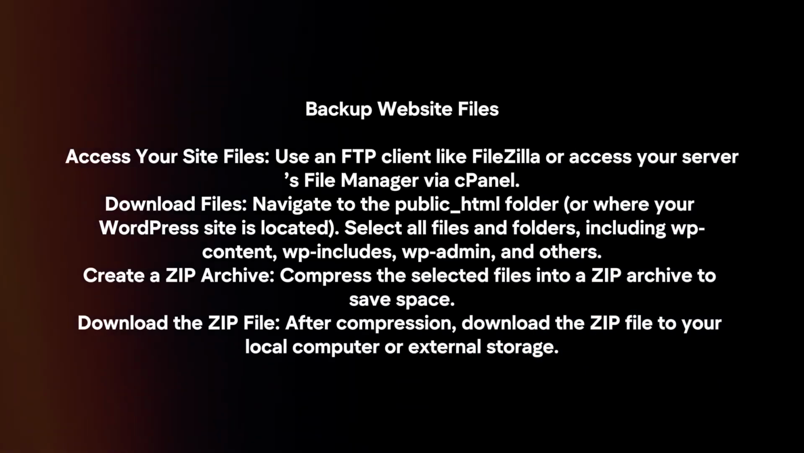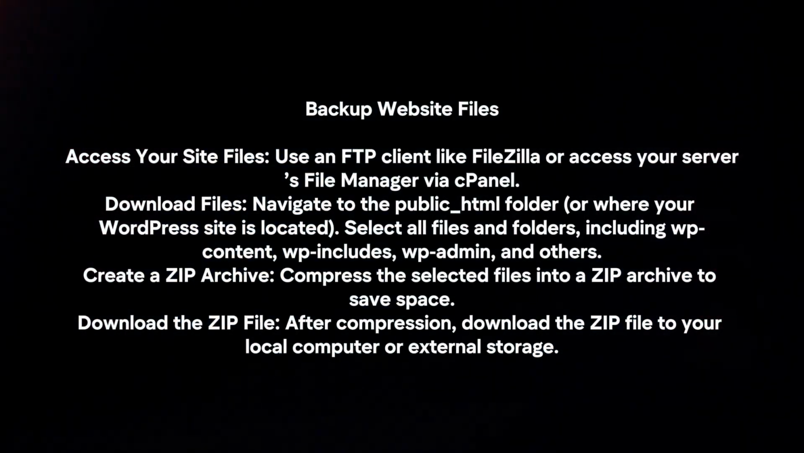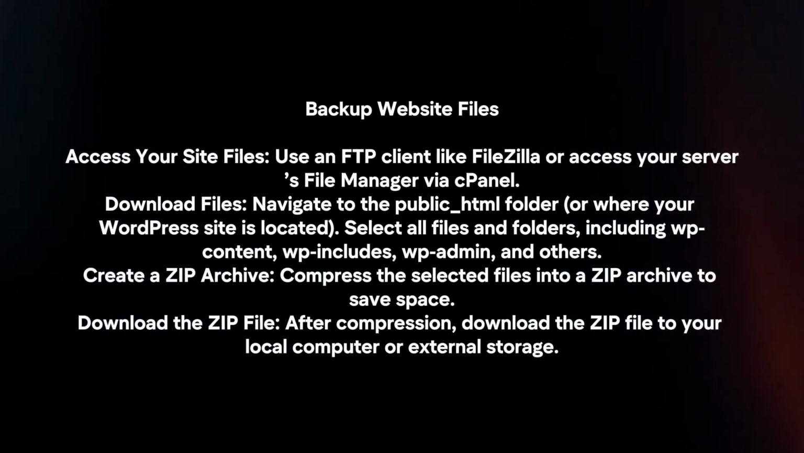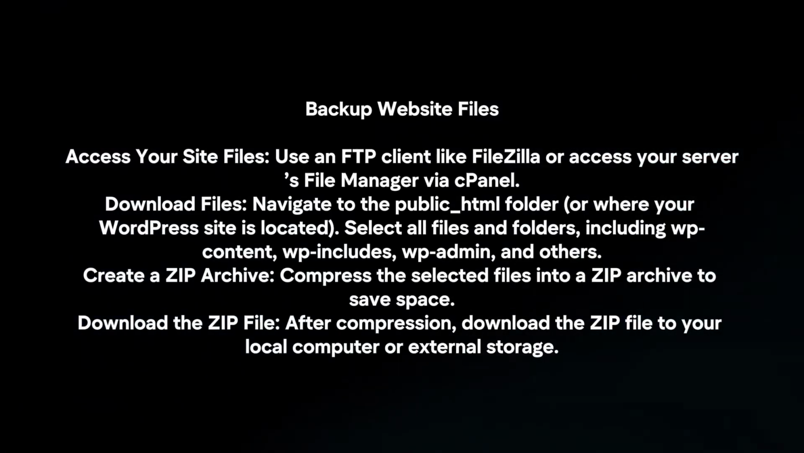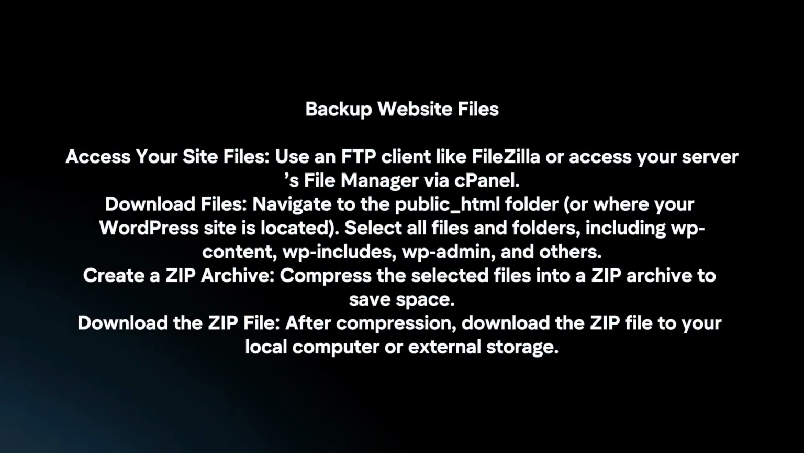Use an FTP client like FileZilla or access your server's file manager via cPanel. Download files. Navigate to the public_html folder. Select all files and folders, including wp-content. wp-includes, wp-admin, and others.